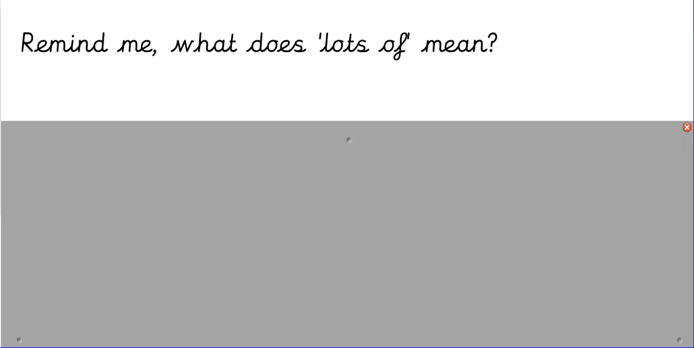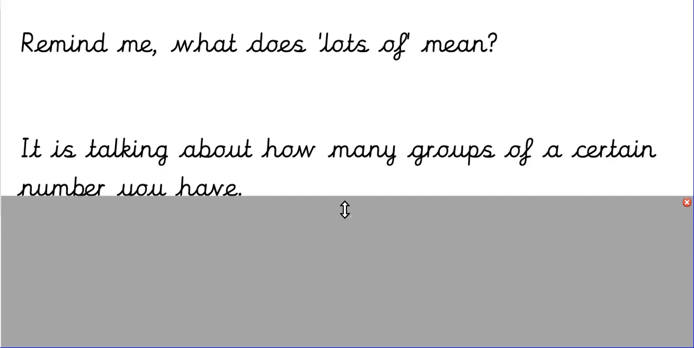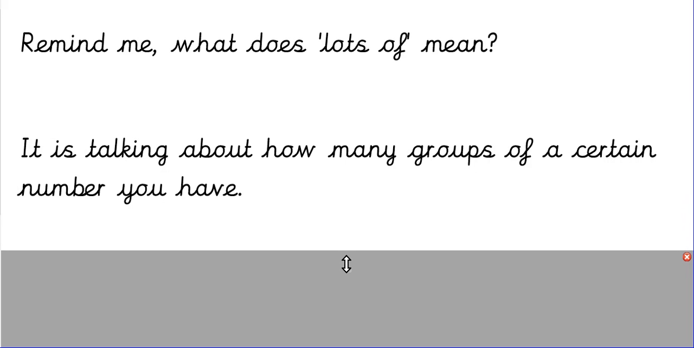So remind me, what does lots of mean? Just take a moment to have a think and remind yourself, what does lots of mean? So lots of is talking about how many groups of a certain number you have. So it's the amount of groups. Well done if you remembered that.